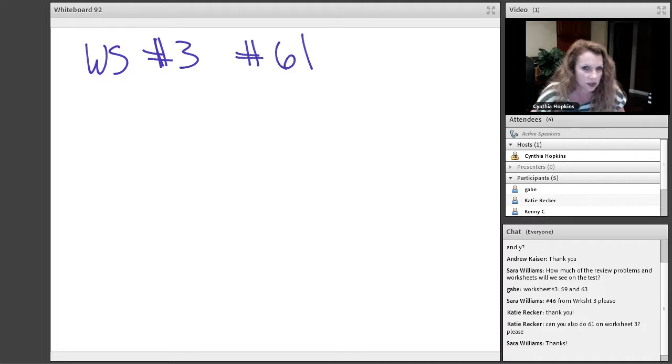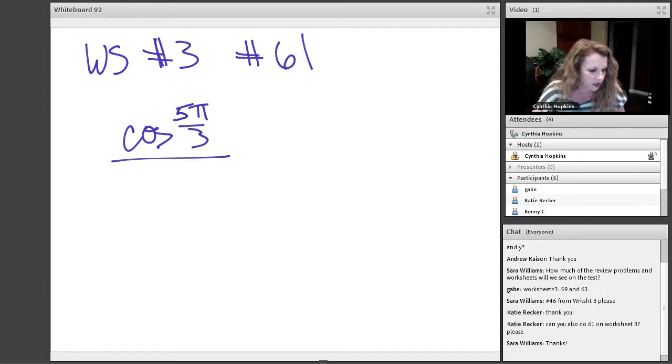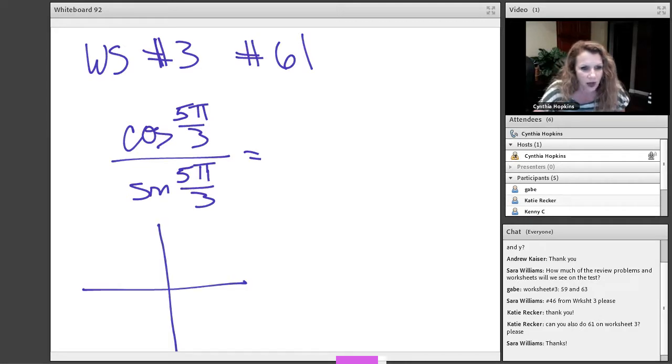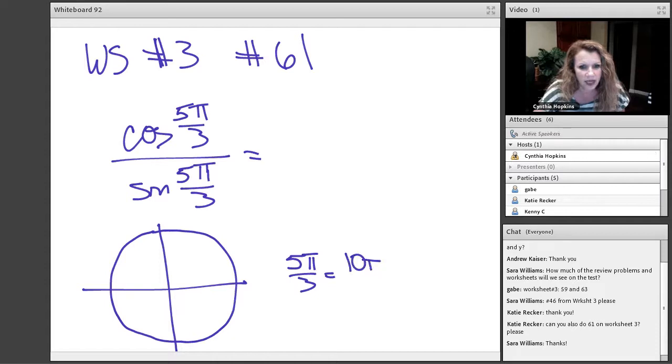Okay, cosine of 5 pi over 3 divided by sine of 5 pi over 3. So when the angle is the same, then you only have one picture to draw. Okay, so I'm going to think of 5 pi over 3 as 10 pi over 6. I just still contend that it's easier to count in increments of 30 degrees.